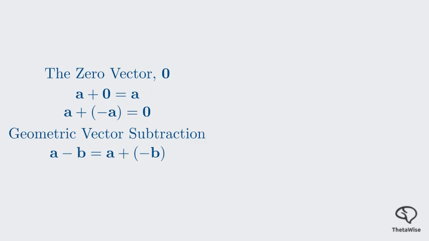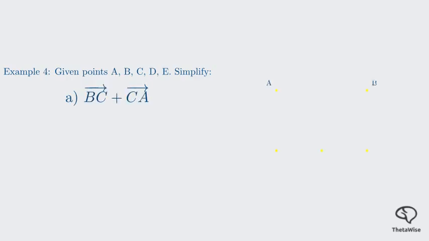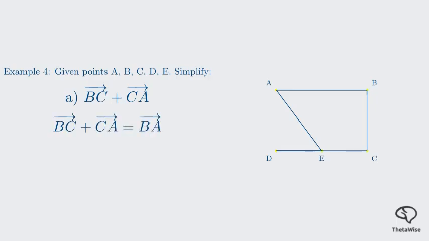Now, let's use these ideas to simplify some vector expressions. Our objective is to apply these definitions in problem solving. We'll work with the points A, B, C, D, and E shown in the diagram. First, let's simplify vector BC plus vector CA. Using the triangle rule, the head of BC is C, which is also the tail of CA. Therefore, their sum is the vector that goes directly from B to A.